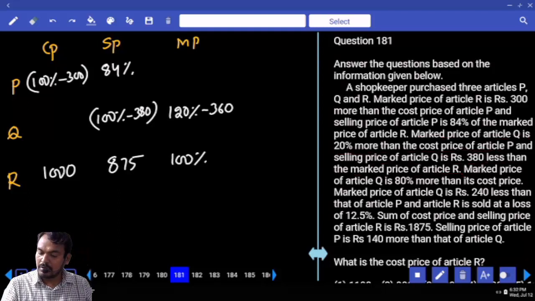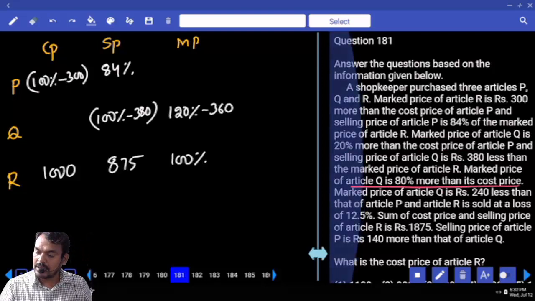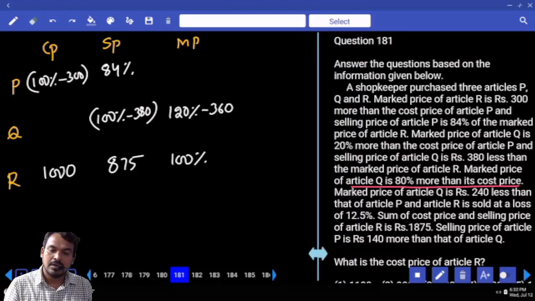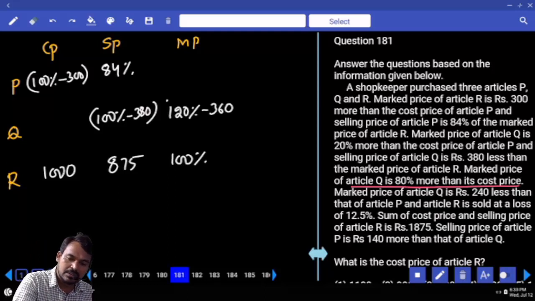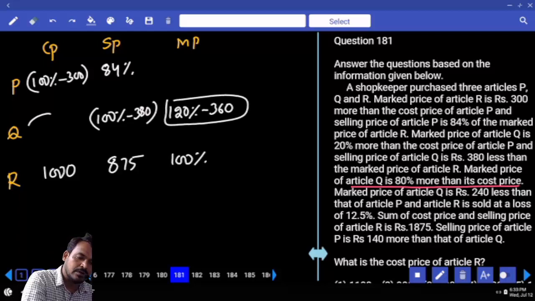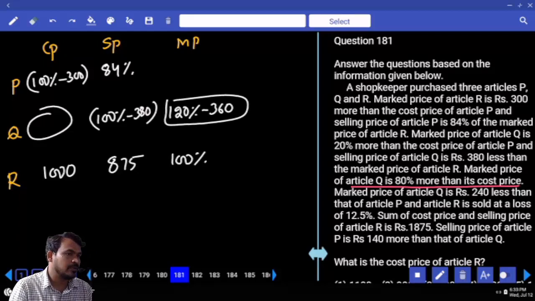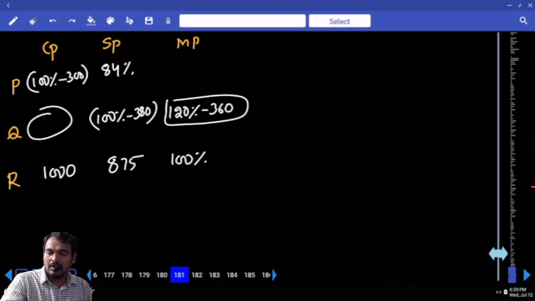Next, and one more, market price of article Q is 80% more than its cost price. Means Q market price compared to Q cost price, how much percent more? 80% more. Means it will be considered 180%. For the 180% value, 120% minus 360.